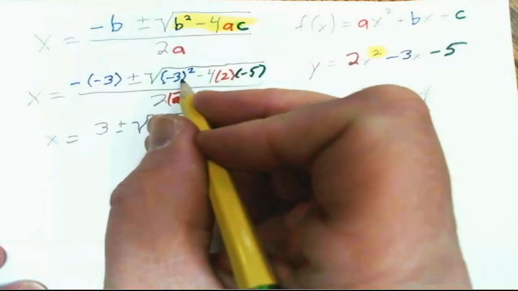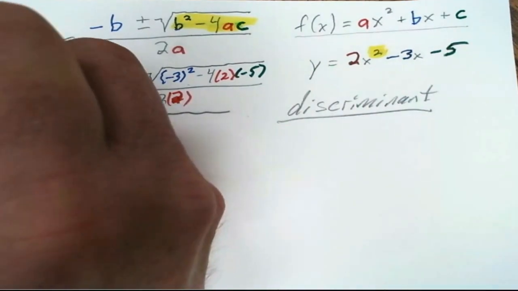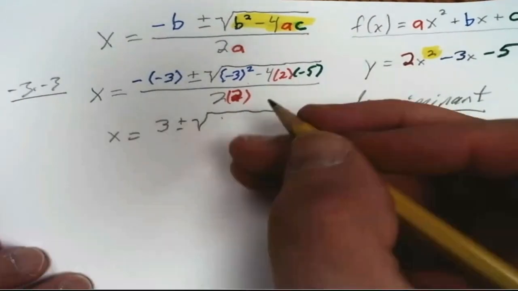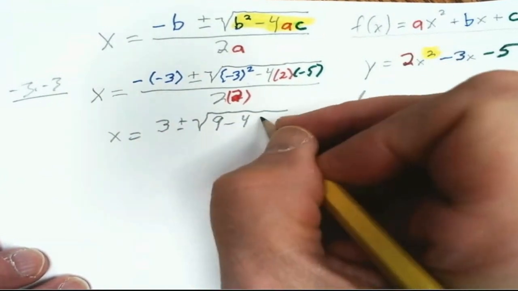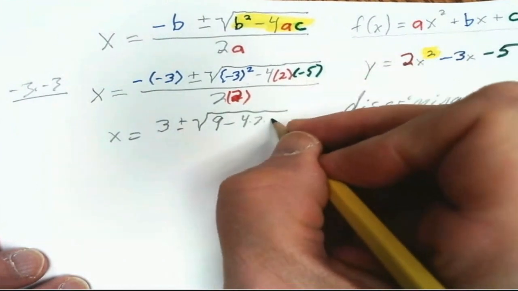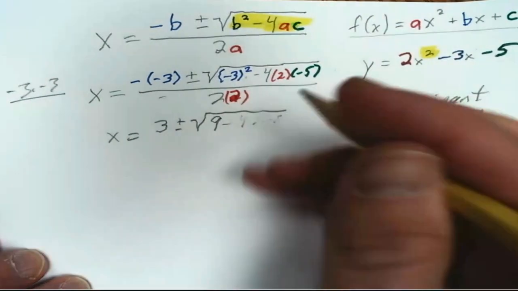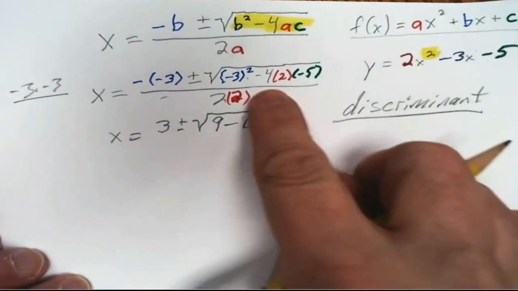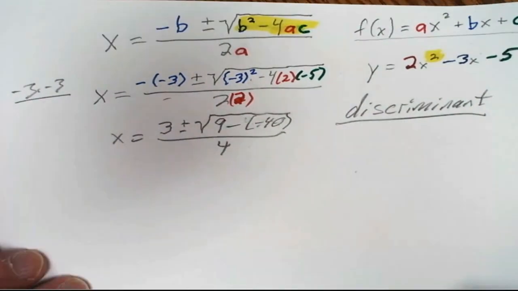-3 squared. What is -3 squared? Well, that's -3 times -3, and a negative times a negative is a positive. So we have a +9. Minus 4 times 2 is 8, and 8 times -5, this is minus a -40. Or we could have taken -4 times -5 times 2. 9 minus -40. And all of this is over 2 times 2, or 4.